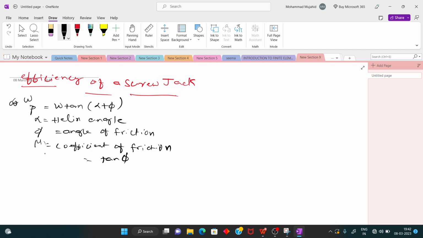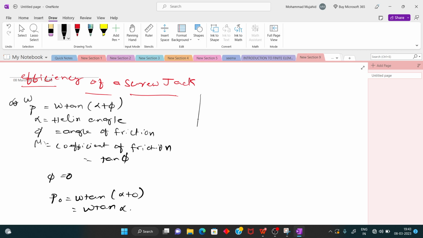If there were no friction between the screw and the nut, then phi will be equal to 0. Then the value of the effort P naught necessary to raise the load will be, when phi is equal to 0, P naught equal to W tan of alpha plus 0, so that is W tan alpha.